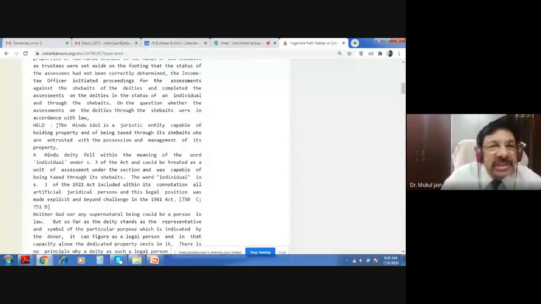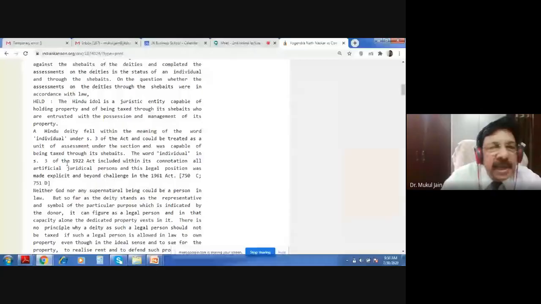A Hindu idol is a juristic entity capable of holding property and of being taxed through its Shebaits who are entrusted with the possession and management of its property. A Hindu deity fell within the meaning of the word individual under section 3 of the Act and could be treated as a unit of assessment under the section and was capable of being taxed through its Shebaits, the word individual, and so on.